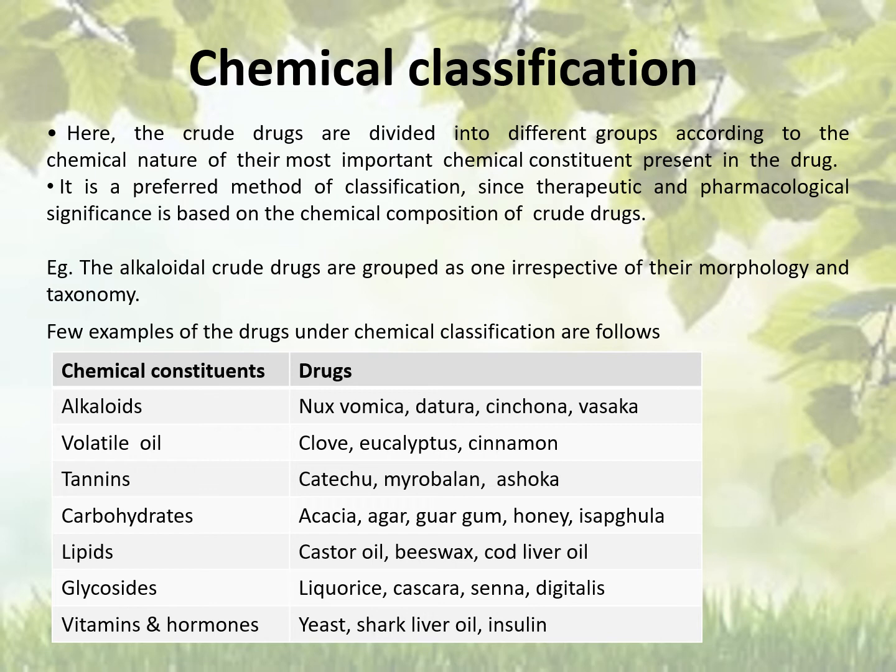Next example is all crude drugs with volatile oil as the main chemical constituent are grouped together under the category of volatile oils. Example, clove, eucalyptus, cinnamon, etc. These all drugs are known as volatile oil containing drugs. Other examples are of tannins, carbohydrates, lipids, glycosides, vitamins, etc.